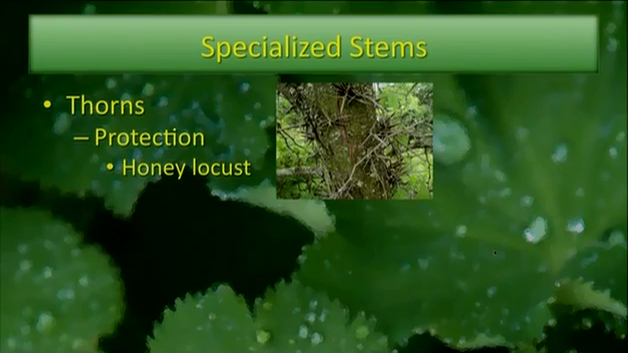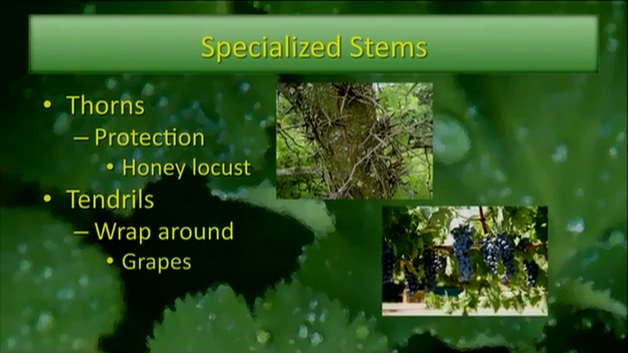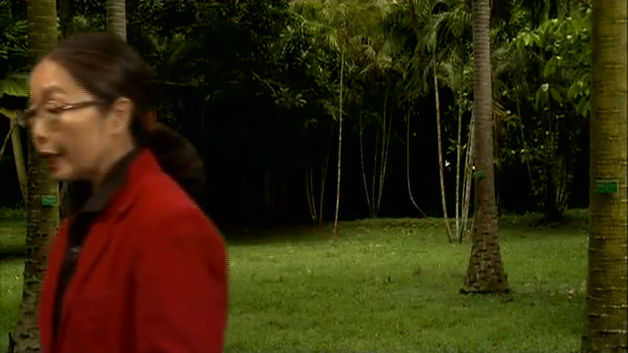Okay. Now tendrils tend to wrap around support or whatever they're growing on or upon. So grapes is a good example of the stem adaptation known as a tendril. Okay, so now we're going to go and take a look at some stem adaptations.